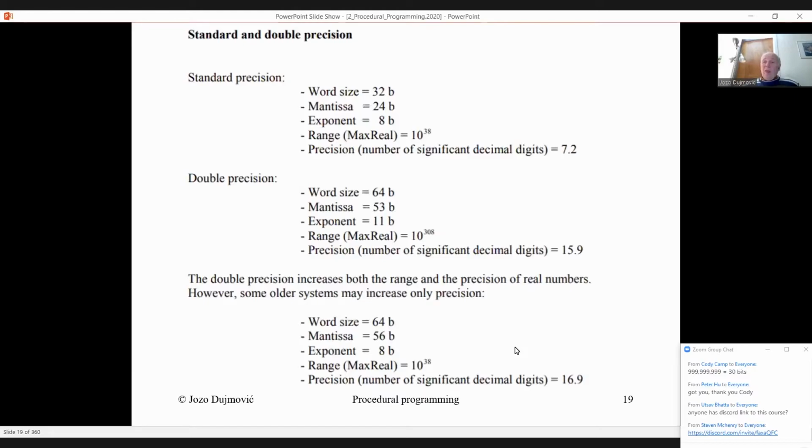So what we have in current computer systems is standard precision and double precision. Standard precision, for example in C or C++ or Java or any language, is that the word size has 32 bits. That's the most frequent situation. The mantissa has 24 bits, the exponent 8. Therefore, the range maximum real is 10 to 38.